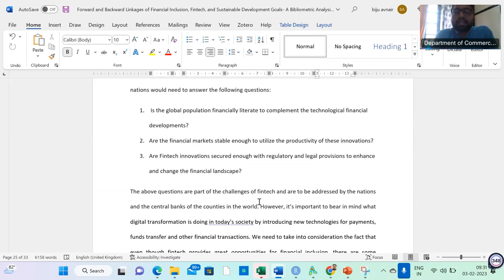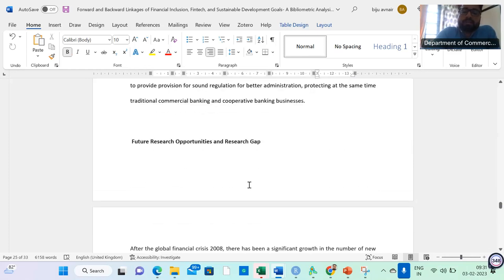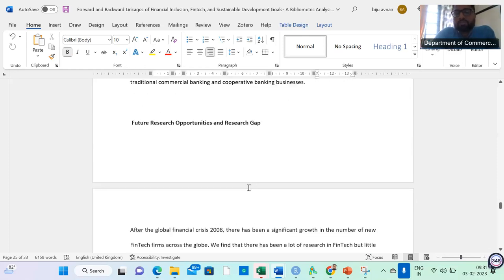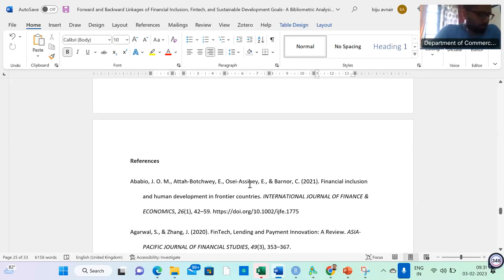This is specifically stated in SDG 8.1, which is very pertinent, and fintech will be capable of reaching sustainable development goals. So the UN rightly says, in SDG 8.1, that fintech acts as a catalyst towards reaching sustainable development goals. That's the basic idea behind this paper, and we have given future research opportunities and research gaps. Finally, we concluded the paper.